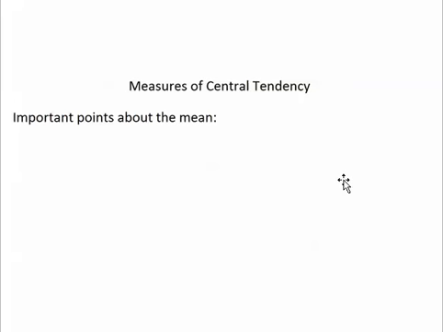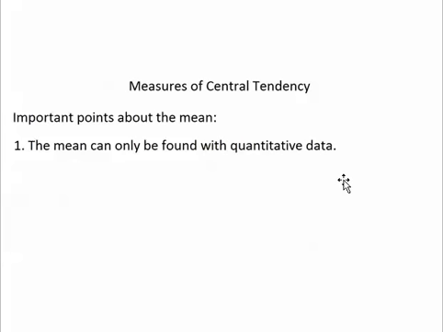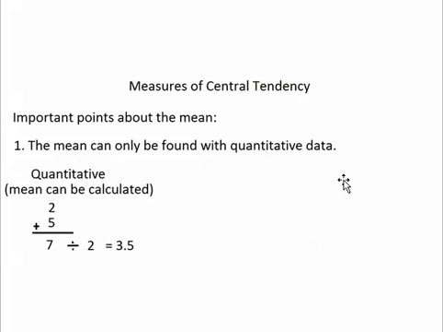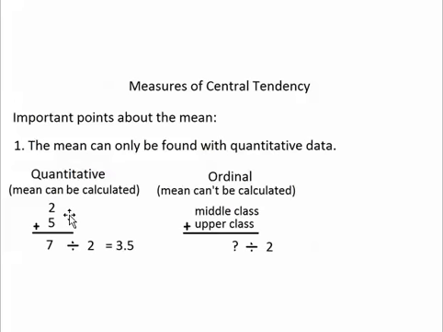Here's some important points about the mean. The mean can only be found with quantitative data, like I said. You can find the mean of these 2 numbers right here, but you wouldn't be able to find the mean of these 2 values here because they're not quantitative. You can't add them. So if you have quantitative data, you can calculate the mean.